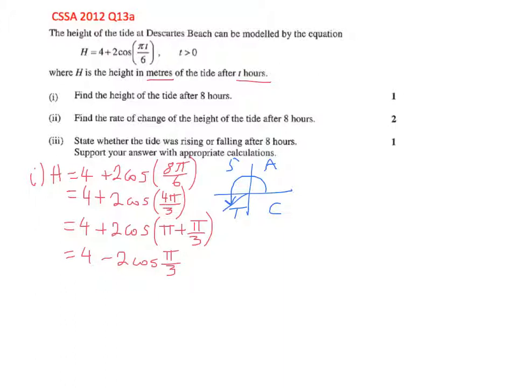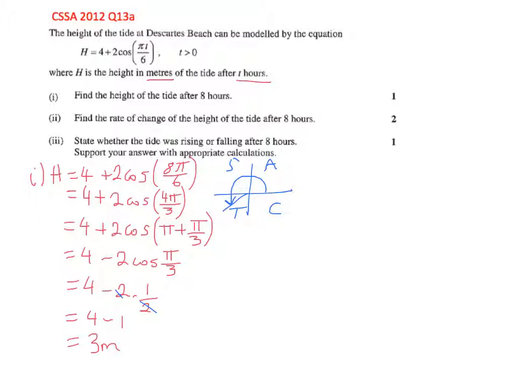So our related angle, you can see there is the pi on 3. Alright, so let's work out what this is. Well, cos of pi on 3 is cos of 60, which is equal to sine of 30, using our complementary angles, which is half. So this is equal to 4 minus 1. 2 times half is 1. The 2's cancel. And 4 minus 1 is 3. So that means when t equals 8, the height of the tide is 3 metres.